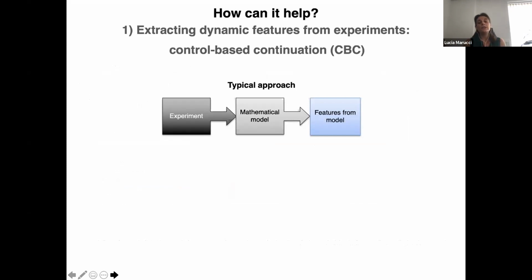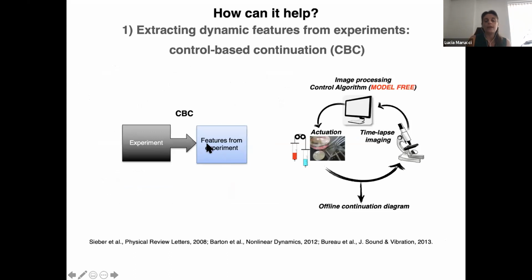The idea of CBC is basically to skip this step. What I showed you before, we perform experiments, we derive the model, and then we do bifurcation analysis to extract nonlinear features from the model. But what if we don't have a model available, or we are not 100% sure about the model? CBC tries to directly extract those features from an experiment.